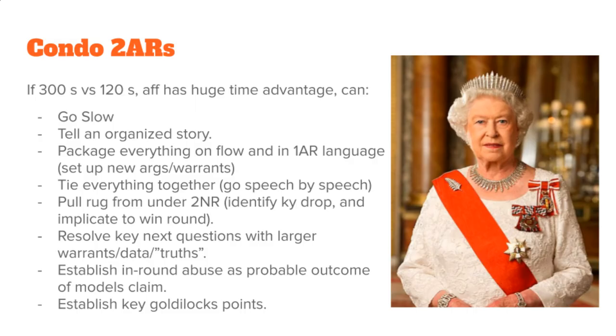Package everything on the flow in 1AR language. Go through the flow starting with what the first 1AR said, extend it, use their language to make new implications, new warrants, frame it within their wording to make it seem not new. As long as the judge can tie it a little bit to the 1AR, it's not going to be new, and now you can use it to punish the 2NR.